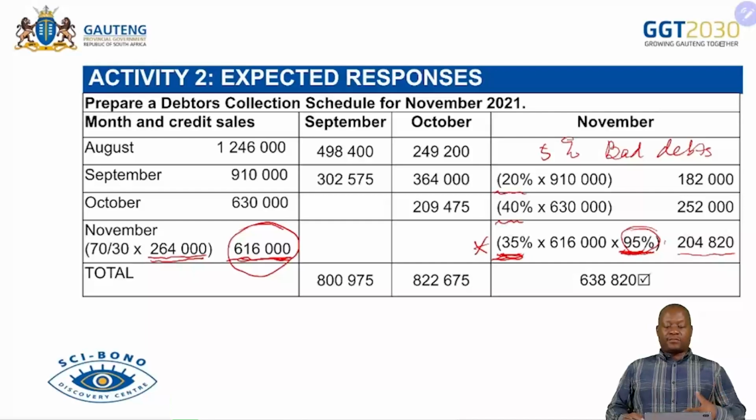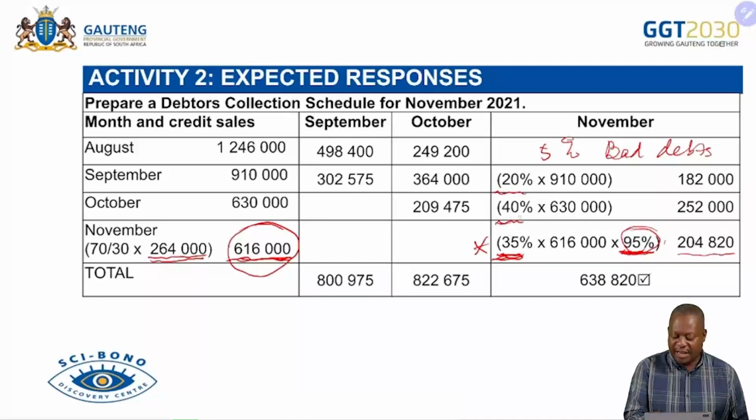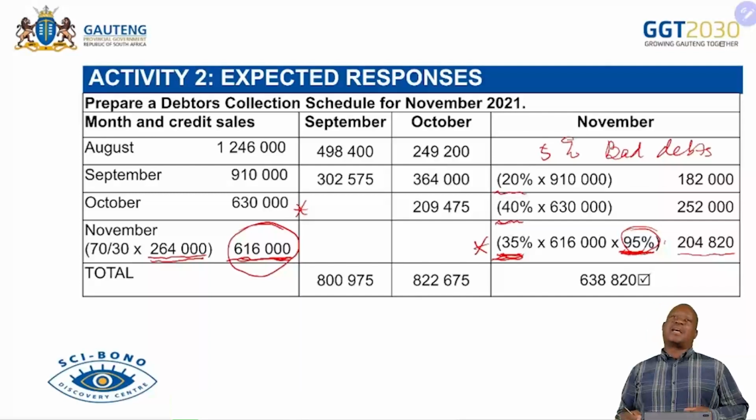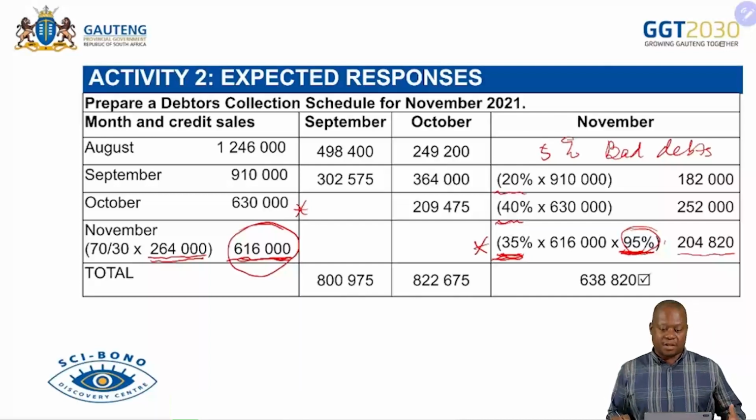And then the other collection should be for the previous month. So in November, we are now collecting for October. What percentage? 40%. So we take our 40% and multiply by the credit sales figure of 630,000. So it's 40% times 630,000. It gives us 252,000. Straightforward. No discount on that one, so we just take it as it is.